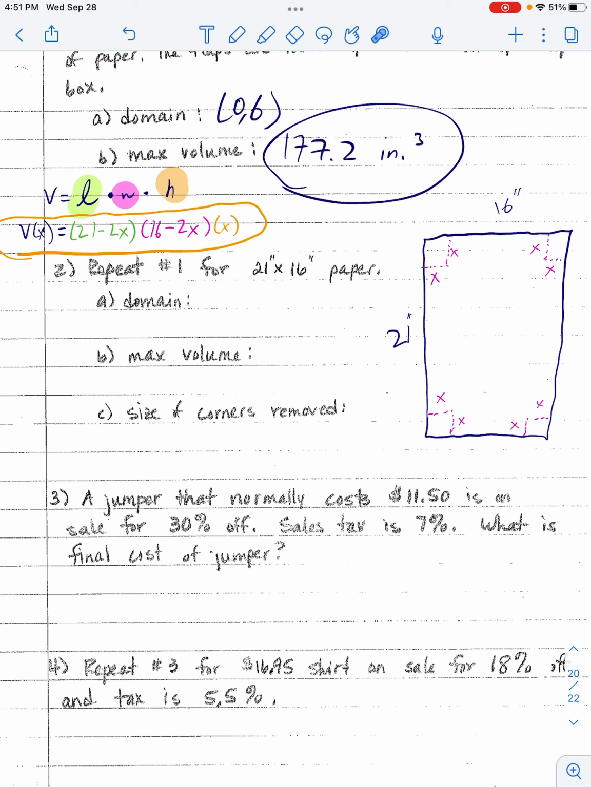So let's think about the lower bound for x. The lower bound for x would be 0, because we can't cut a negative length out of this box. What does it mean to cut negative 2 inches into something? That statement doesn't even have meaning.